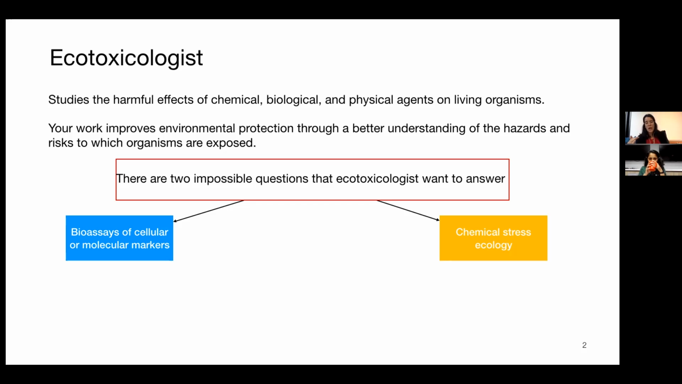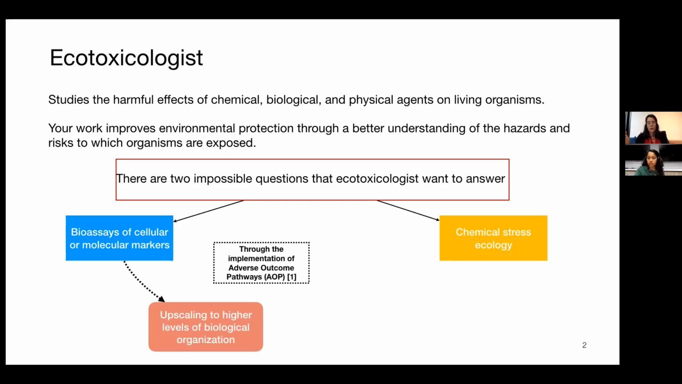And to do so, there are two main approaches. The first approach focuses on using bioassays of cellular or molecular markers, and promises an upscaling to higher biological levels. This can be possible with the implementation of adverse outcome pathways, but it's hard to extrapolate to different species, because we know that there are mechanisms that are species specific at the molecular and cellular level.